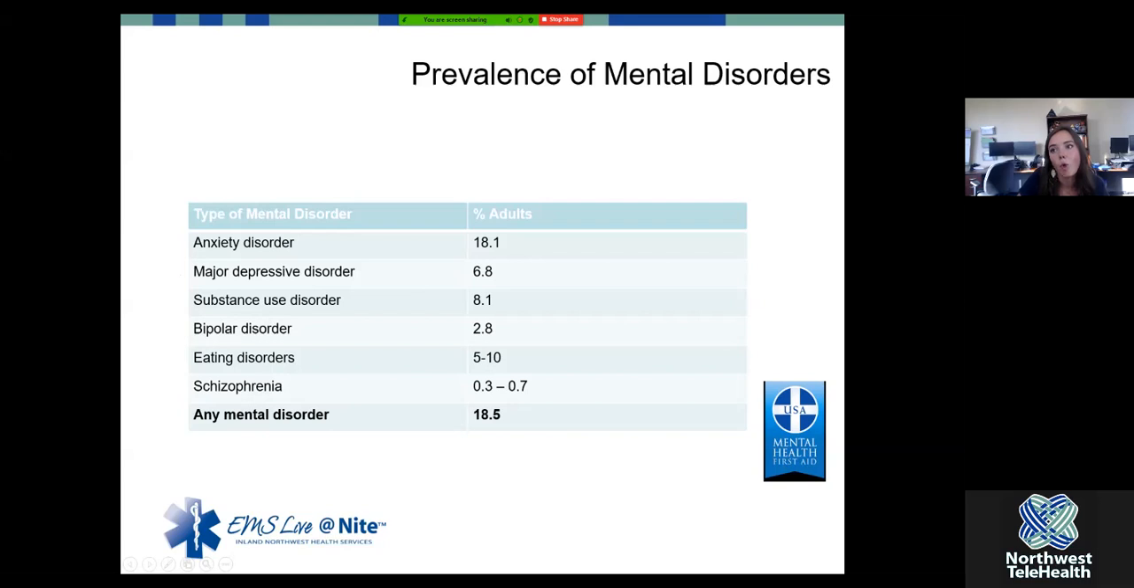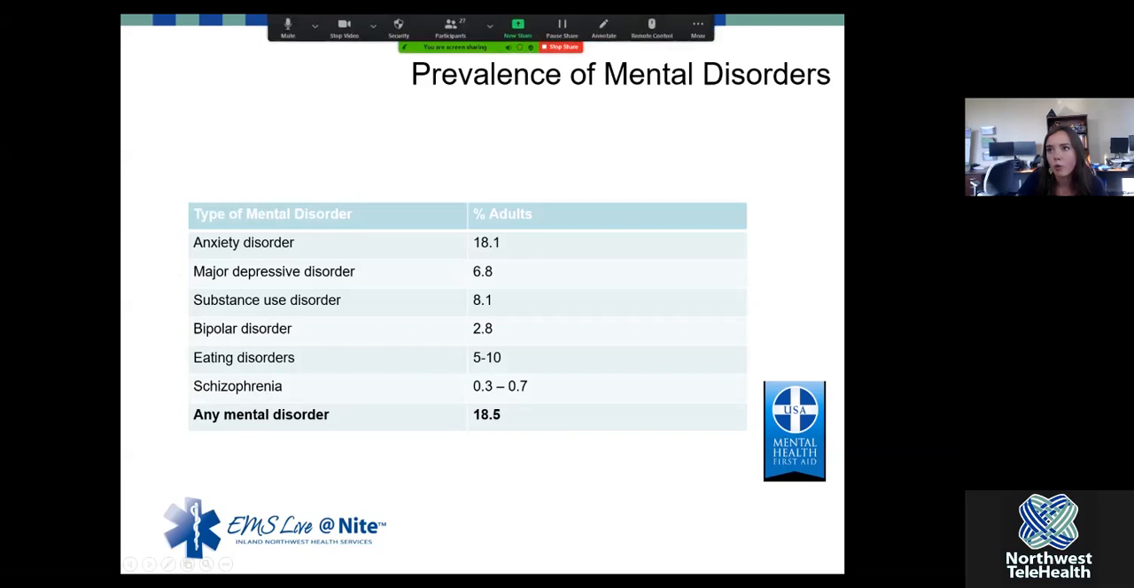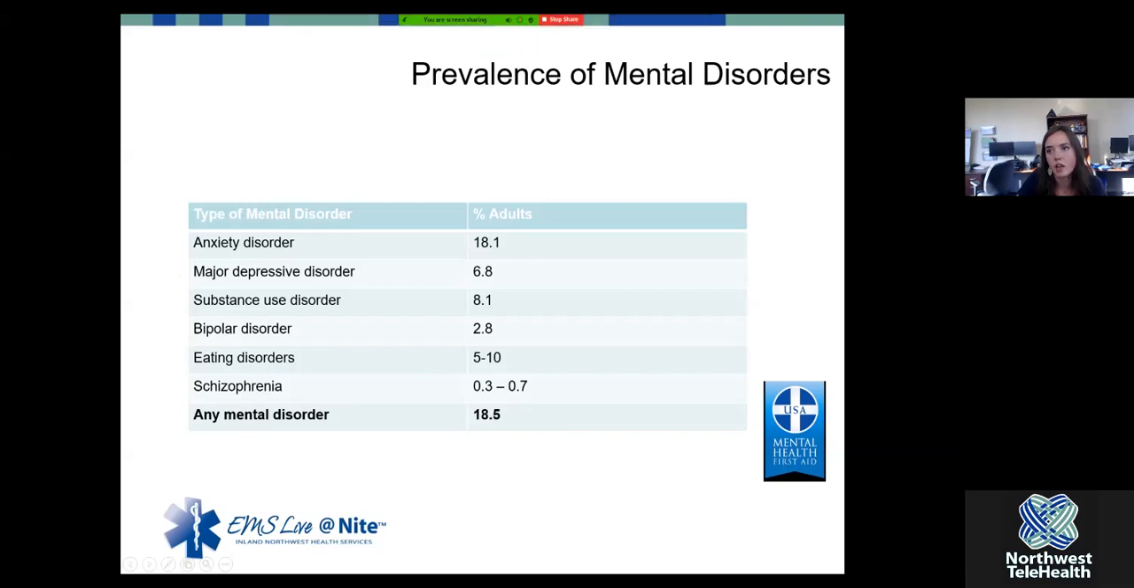But why does this column not add up to 18? So we've got 18.1, and there's a bunch of percentages here, but any mental disorder, we've got 18.5%. Why do you think it doesn't all add up? Because this would add up to a whole lot more. Yep, some people have more than one, or people have multiple. Right on.